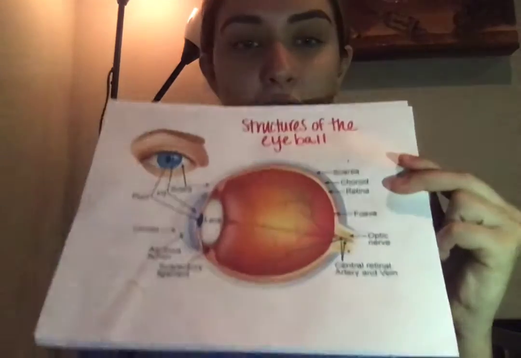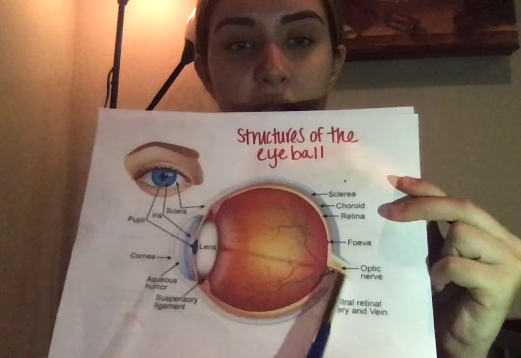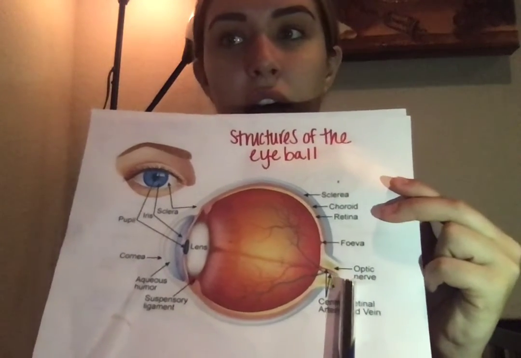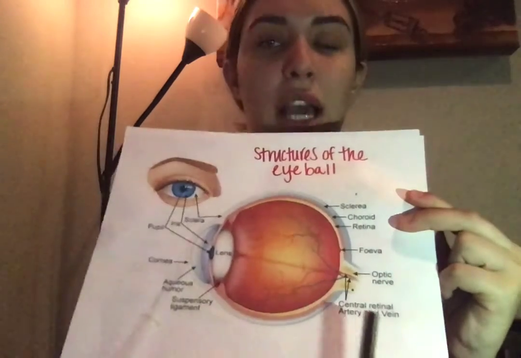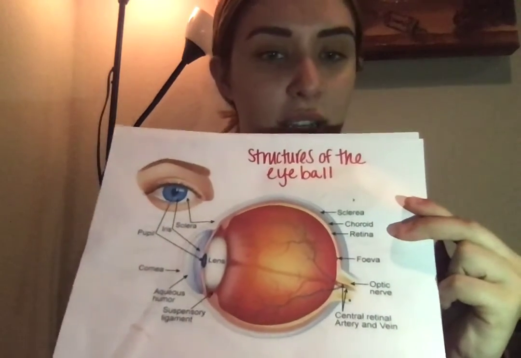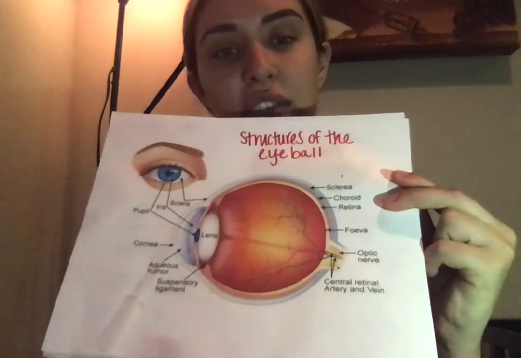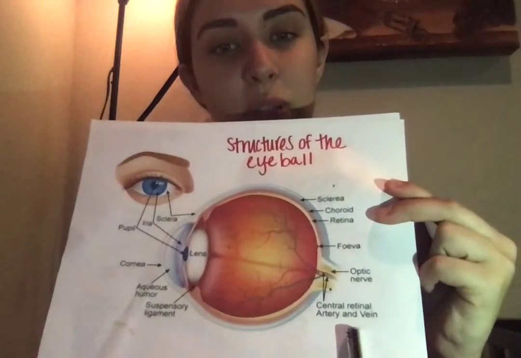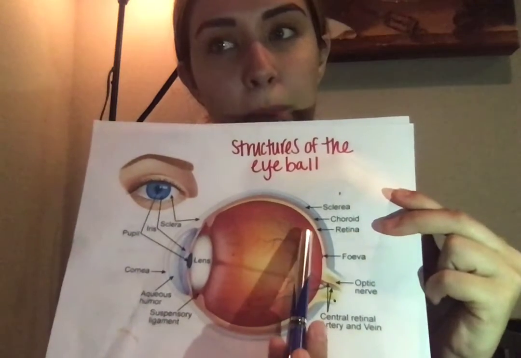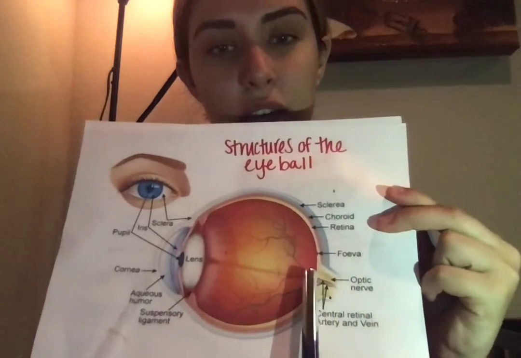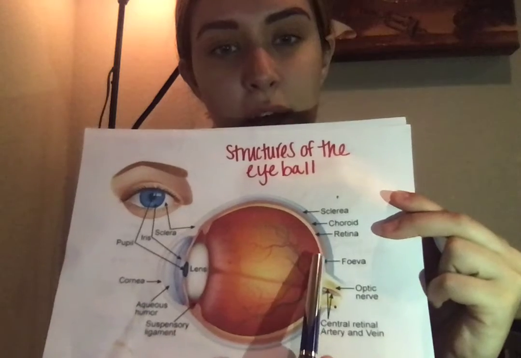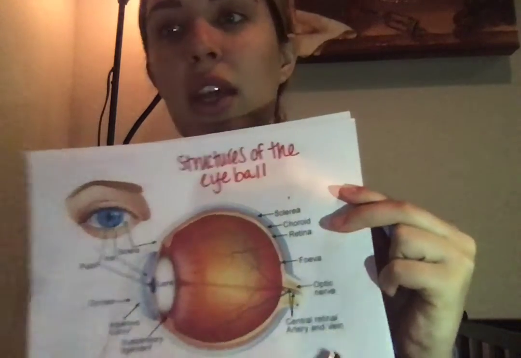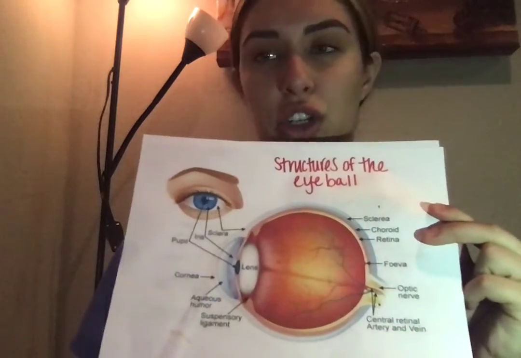Okay, we have the optic nerve here. Like I said, this is where the light is sent through to the optic nerve. It transmits visual information from the outside world to the brain for processing. Okay, and then you have the central retinal artery and vein, which supplies blood to the retina here. And then you have the macula. I don't have it on here. The macula is right between the fovea and the retina, and it's the focus and central vision.